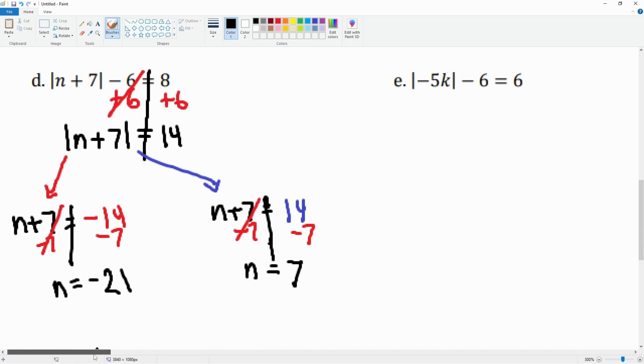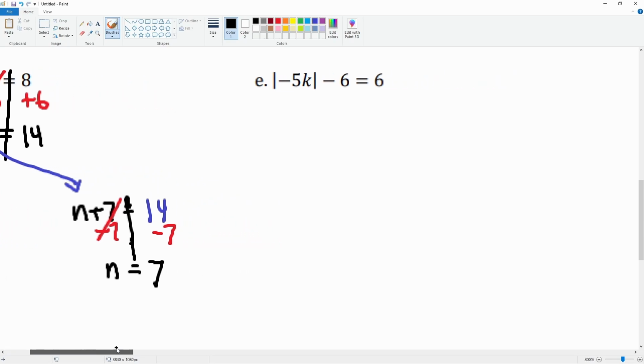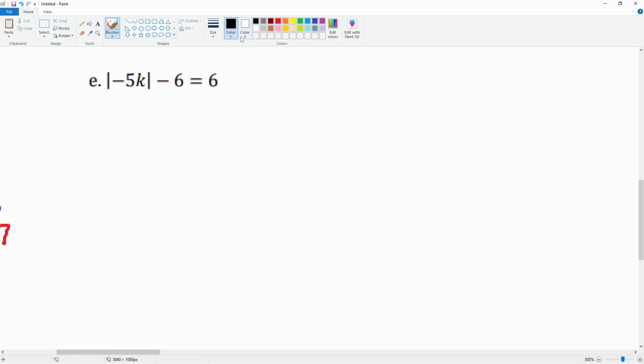All right. Next we have E. Same thing. We have to get the absolute value by itself. So we have to get rid of that negative 6 first. So we're going to add 6 to both sides. Here we get the absolute value of negative 5k is equal to 12.